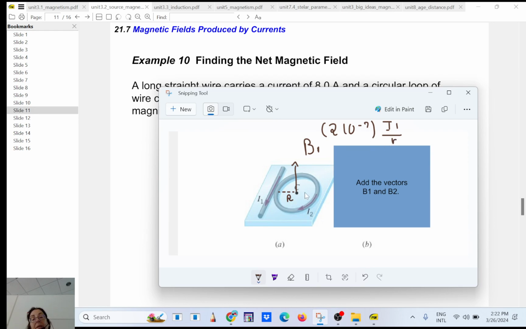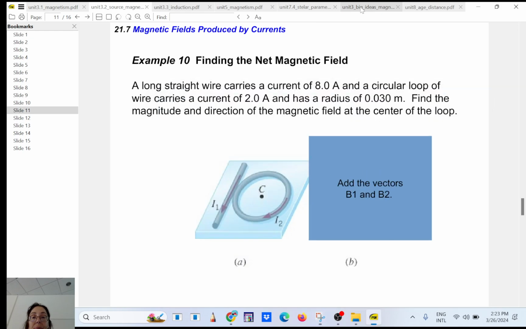Now if you look at the magnetic field produced by the loop, then you do something like this. The magnetic field is down, so you have B2 here. And for that equation, that will be 2 pi 10 to the negative 7 I over the radius. And in that case, it just happened that R equals the distance. Why is it too late? Because we just went for the big idea.